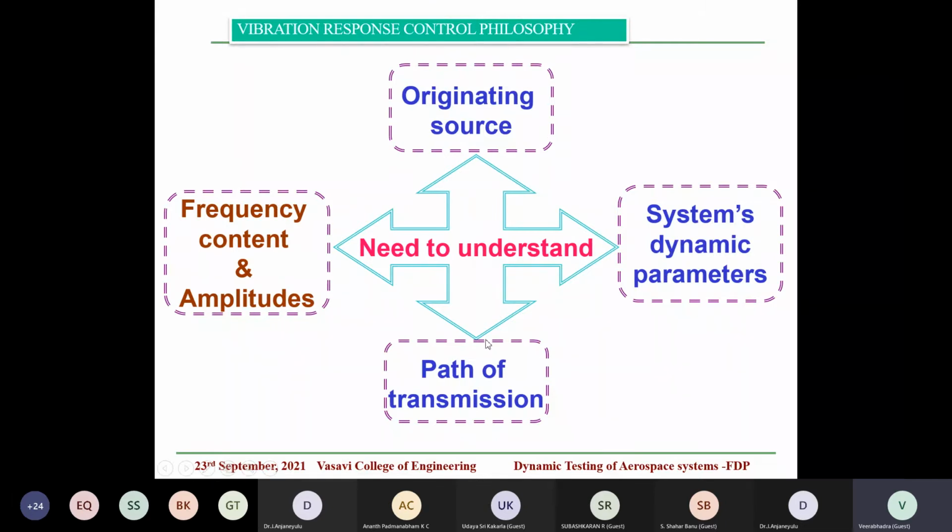For example, if it is easy to isolate the path of transmission, we can use an isolator. If it is somewhat not possible to have some transmission path isolators, we will use system dynamic parameters to change it. And for this, we need to know what are the frequency content of the vibration input, or say whatever is the source, and its amplitude.